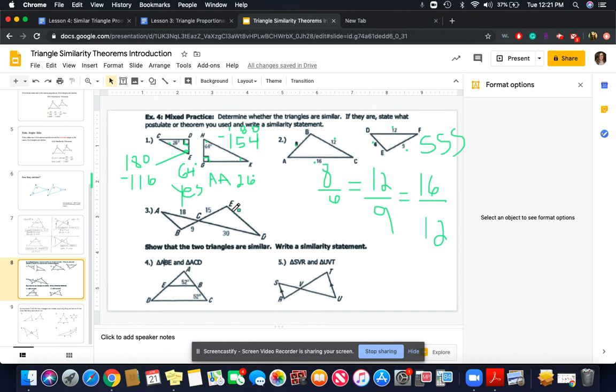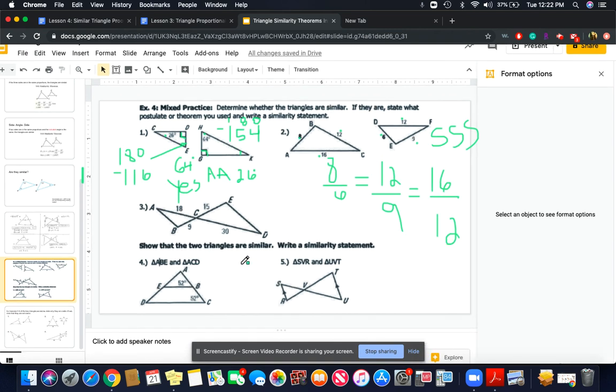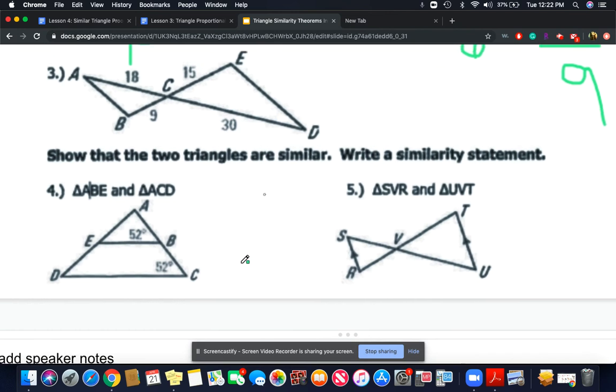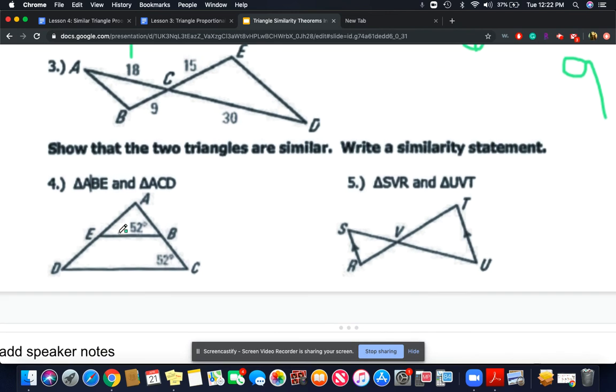Now this last one is also kind of tricky. I'm going to skip over this one just so I can talk about these bottom two. We want to determine if these triangles are similar or not. Let me zoom in. Awesome. We want to determine if these triangles are similar or not. Now, what I know from this first diagram is that I have a pair of 52-degree angles. Great. One angle isn't enough, though.